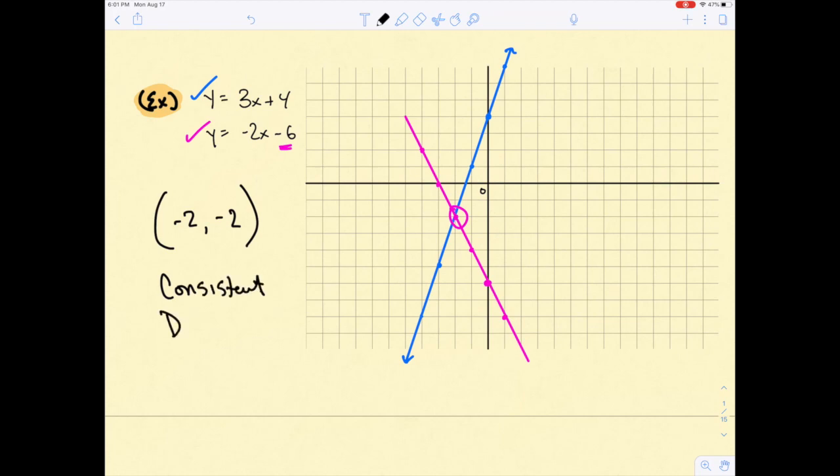We would say these are consistent and independent, if we had to classify them in some way. That is the beginning or introduction to systems of equations.